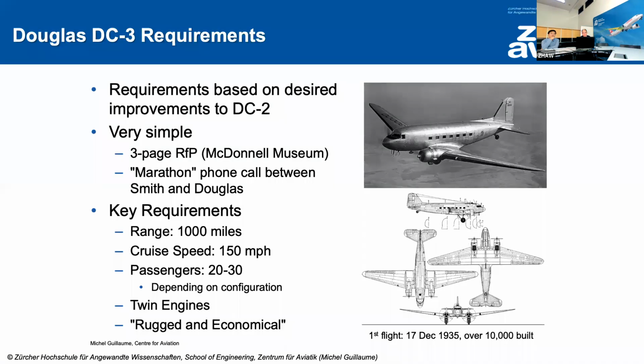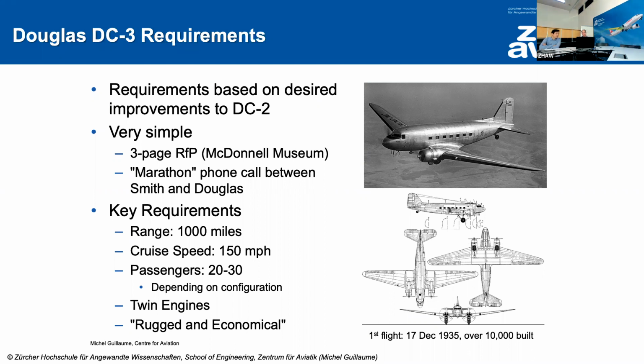I just want to tell you how easy it was designing the Douglas DC-3 requirements. First of all, it was not a brand new aircraft. It was a successor of the DC-2 and was a very simple 3-page request for proposal. Today, we have hundreds of pages. In a military system, that is gigabytes, terabytes of requirements. So it's very complex, but it was easy.